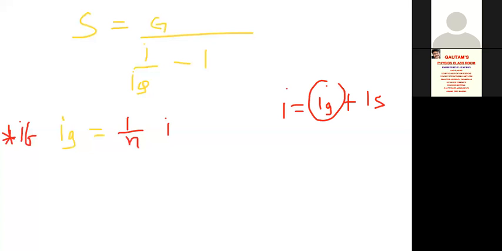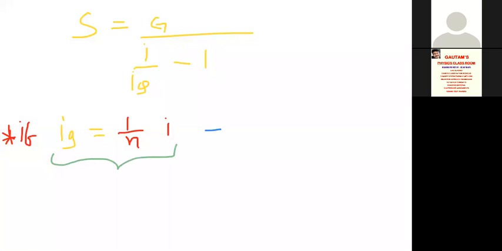Ig is the part of I. So if I write Ig is equal to 1 by nth of I, then from here I can easily understand I by Ig is equal to n. Substituting this in the above formula, what should I write?